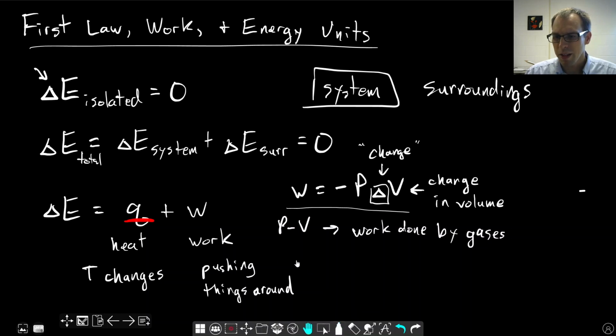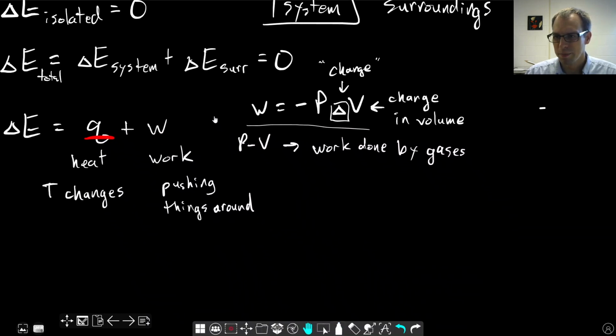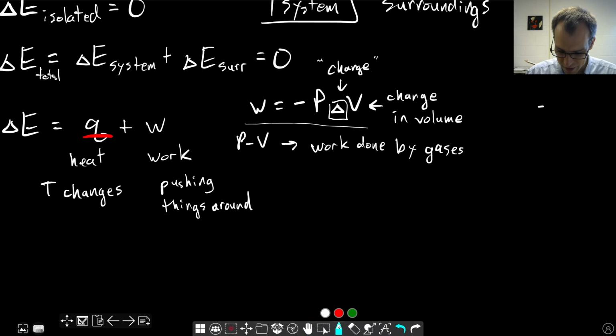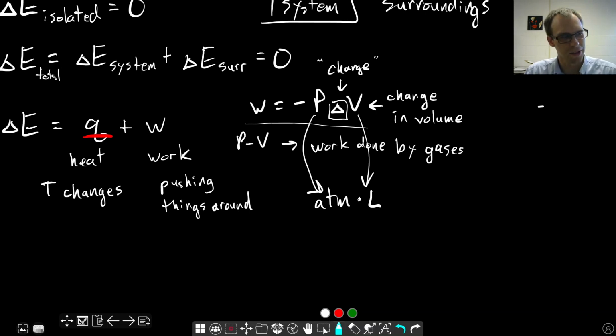Now, if we're looking at this, you may look at the units here. Hopefully you think about that. Pressure we usually write in terms of atmospheres, so if we're thinking about this equation here, and volumes are in liters, so a change in volume would still be in liters. And you might look at that and say, is that units of energy? And it is.